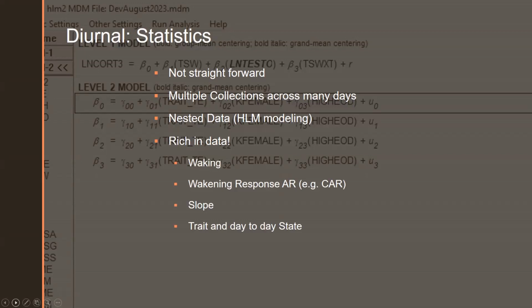One of the biggest advantages, though, is that diurnal statistics are rich in data. You get the waking levels, you get the CAR. I'm not going to talk about CAR or waking response because that's just not my level of expertise, but there's a whole battery of literature on CAR and what that means. You also get a slope, and arguably you also get a trait and day-to-day state level of an individual. By trait, I mean, depending on what that person's doing that day, if that's a part of your design, you have a unique ability to get within-person changes. So rich in data, great way to go.